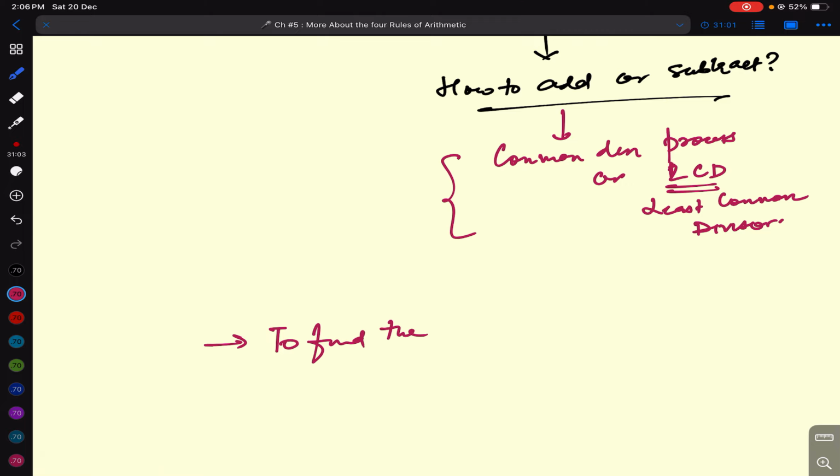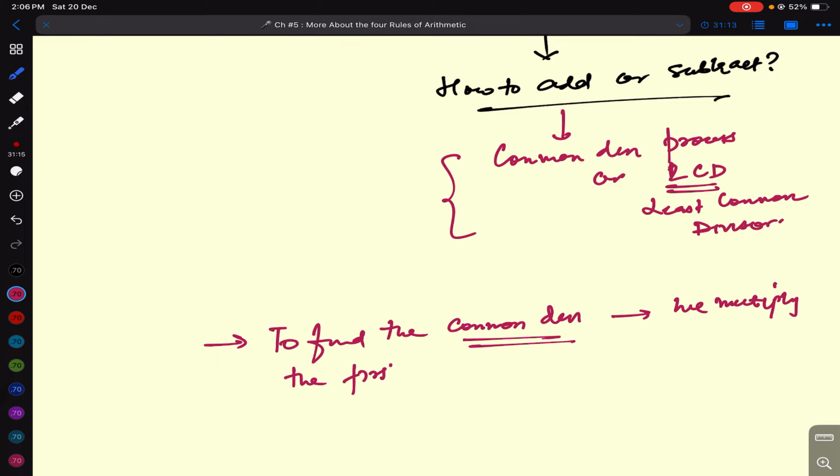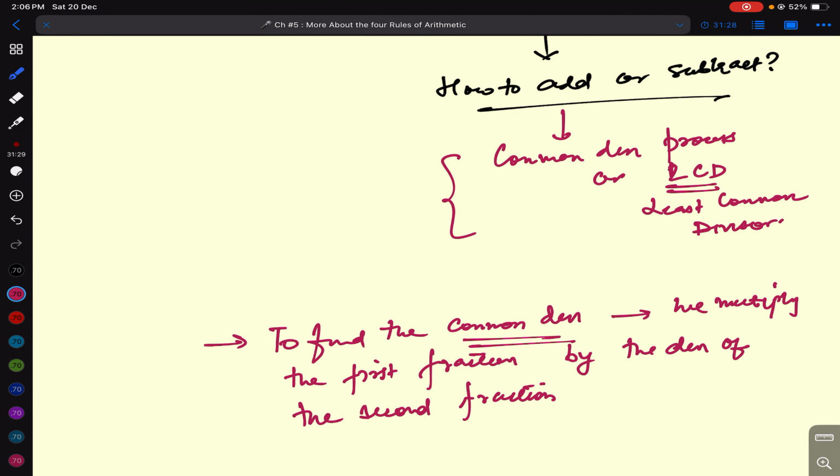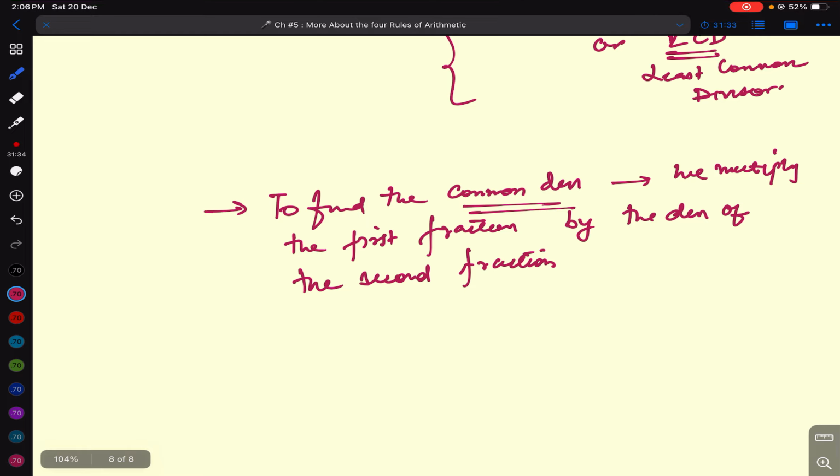To find the common denominator, we multiply the first fraction by the denominator of the second. So we multiply the first fraction by the denominator of the second. I'll give you an example to make this understood.